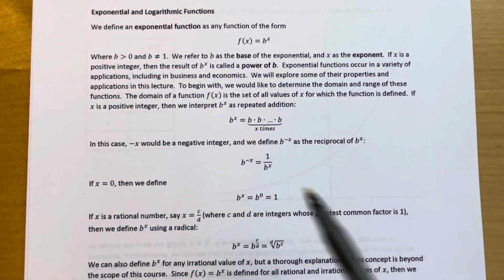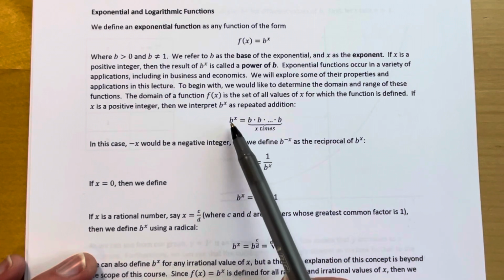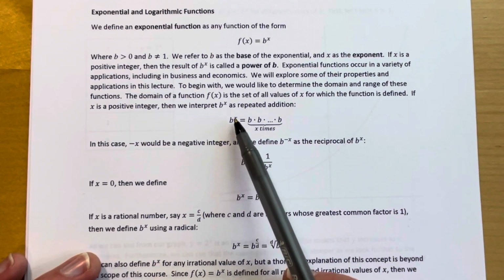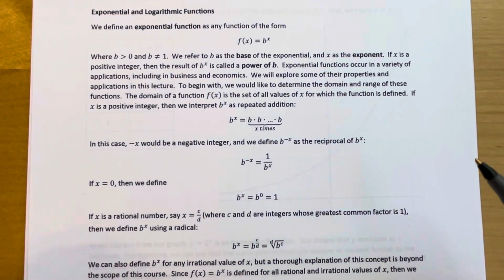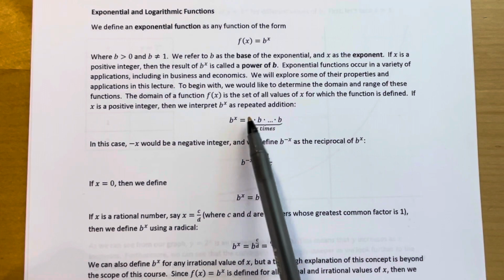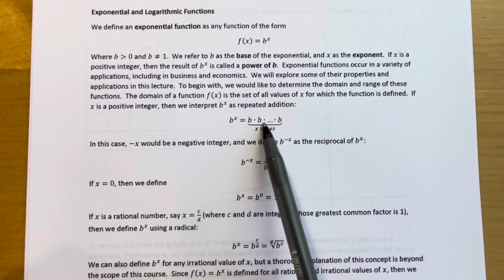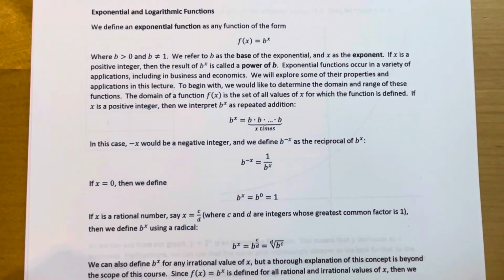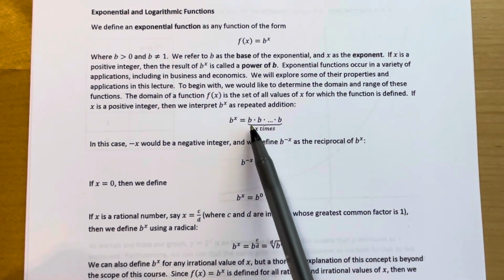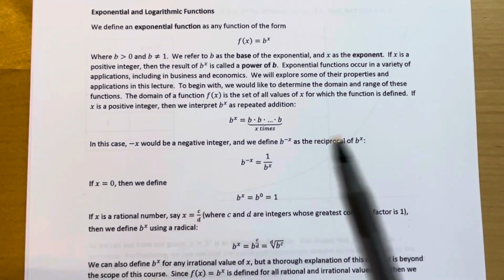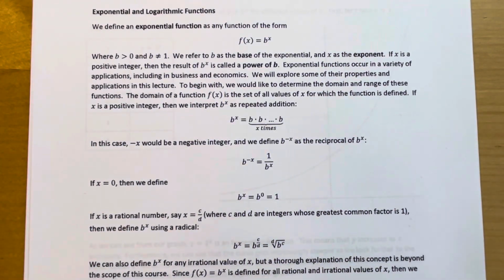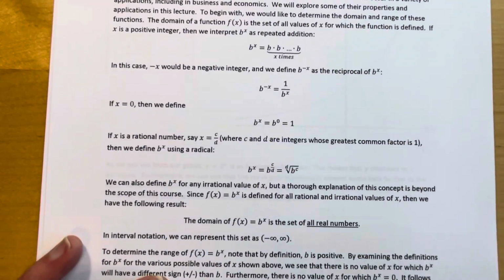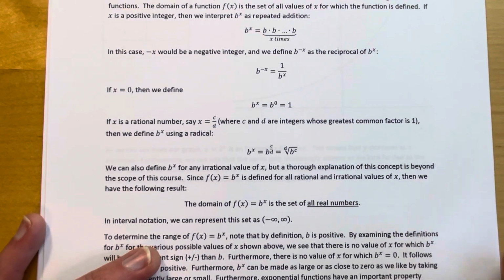So a good starting point is what it means for us to take a number b and raise it to a power x, where x is some positive integer, 1, 2, 3, 4, our counting numbers. The literal interpretation of that is that we take b and multiply it to itself however many times that exponent is indicating. So b to the fifth power means b times b times b times b times b. That's 5 b's all multiplied together. You learn that all the way back in elementary school.